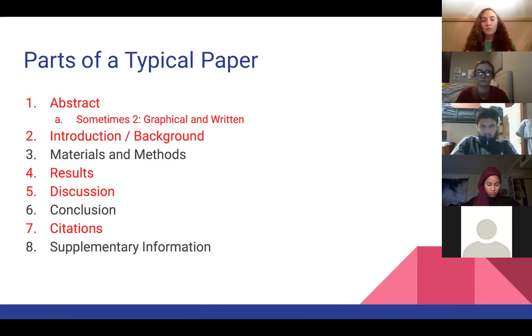A typical paper is always in the same structure. The red stuff is things that will always be included in a paper, and sometimes the black stuff on this page will be excluded.